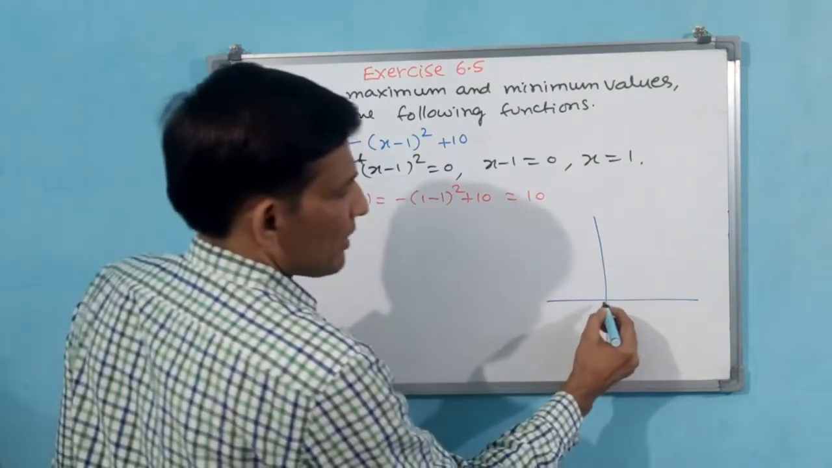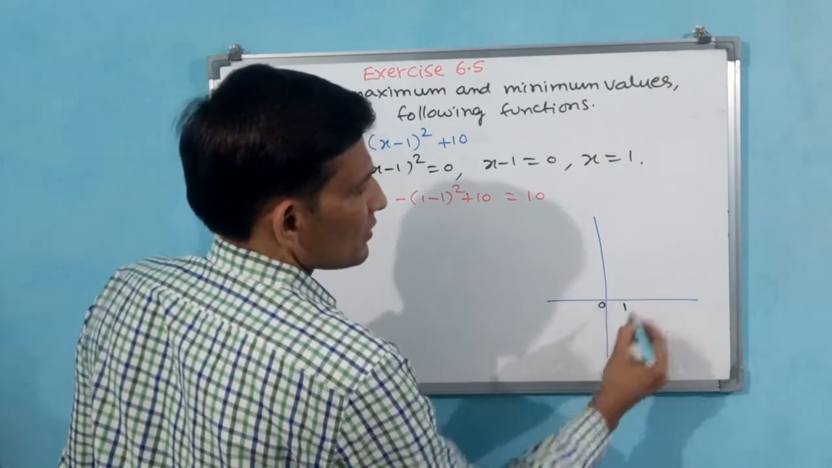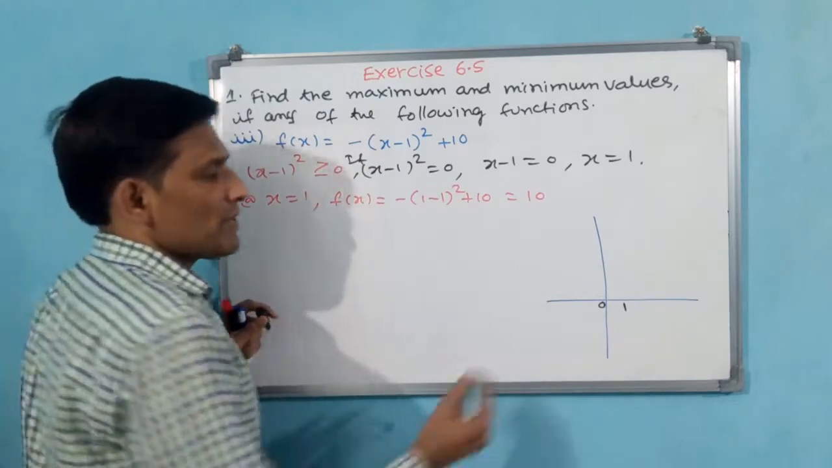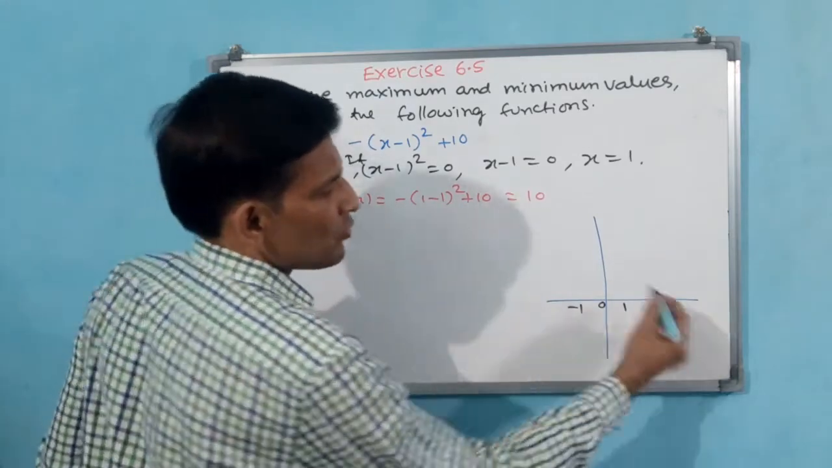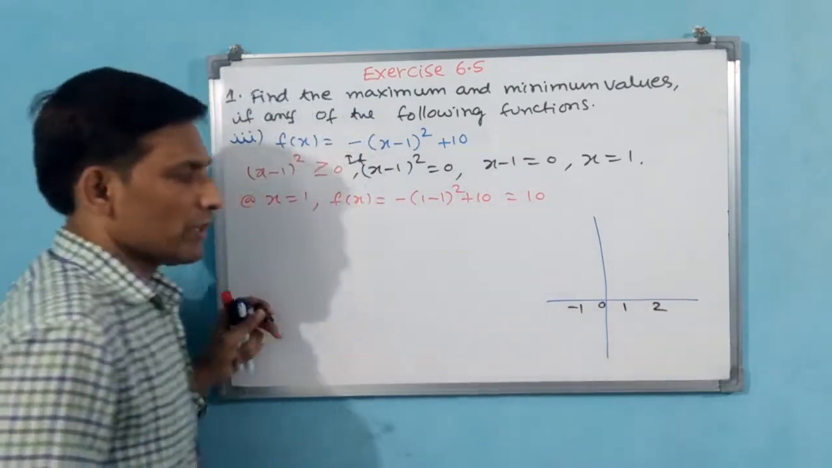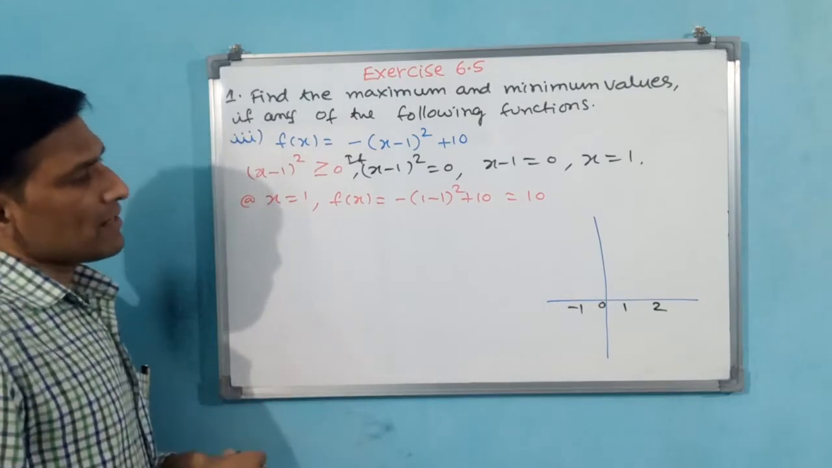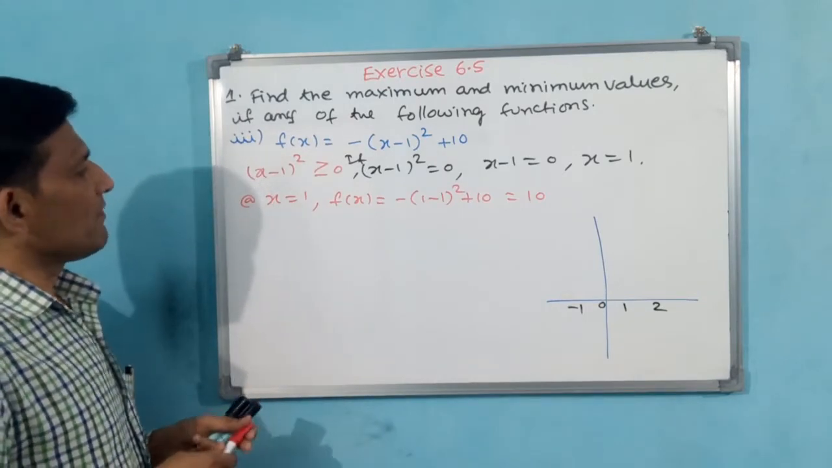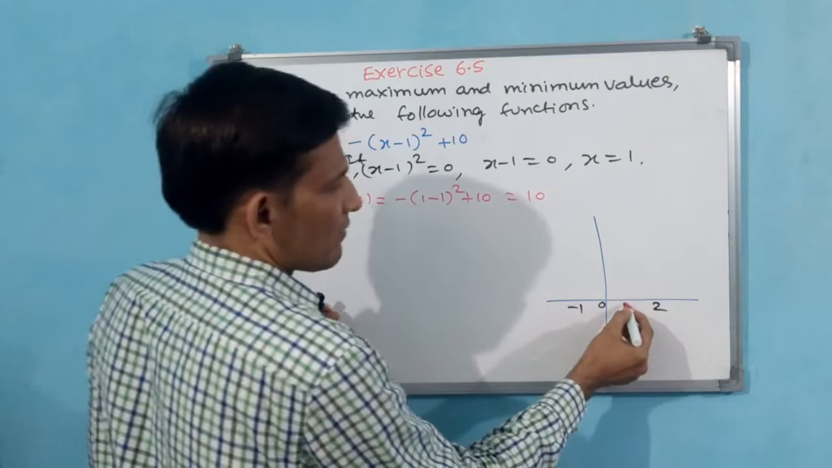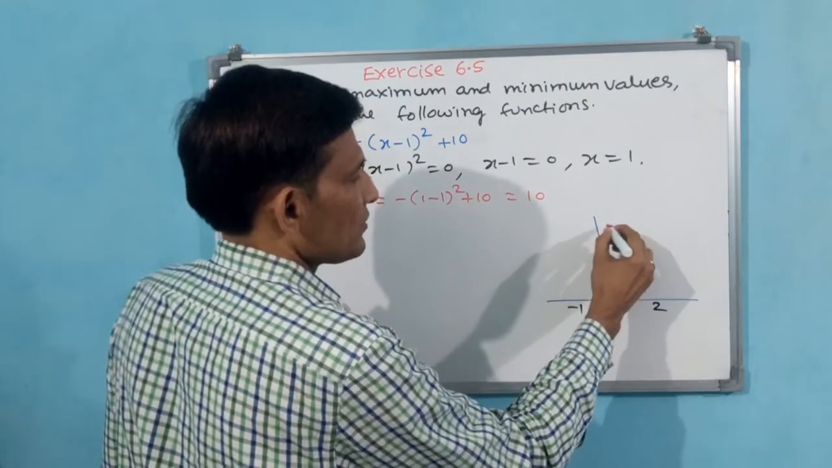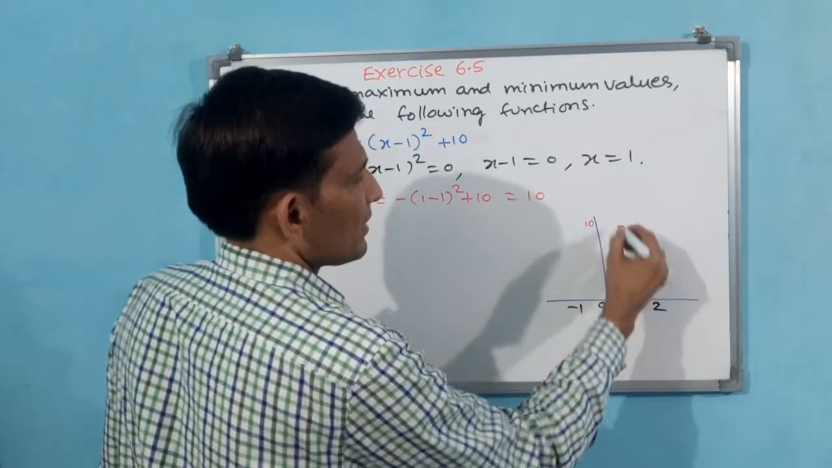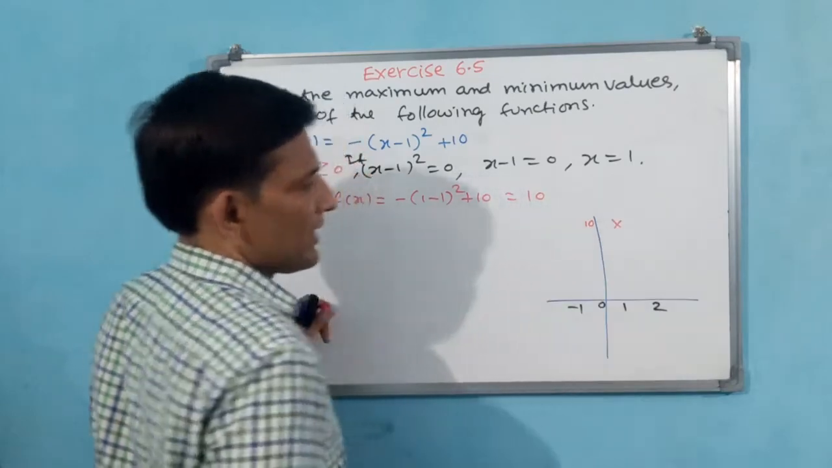X is equal to 1. 1 means you see this is 0, this is 1. But negative side means let us take minus 1. Positive side means let us take 2. See, at negative 1 the value is 10. At positive 1 the value is 10. You see, like this I will write 10. This is 1 point.